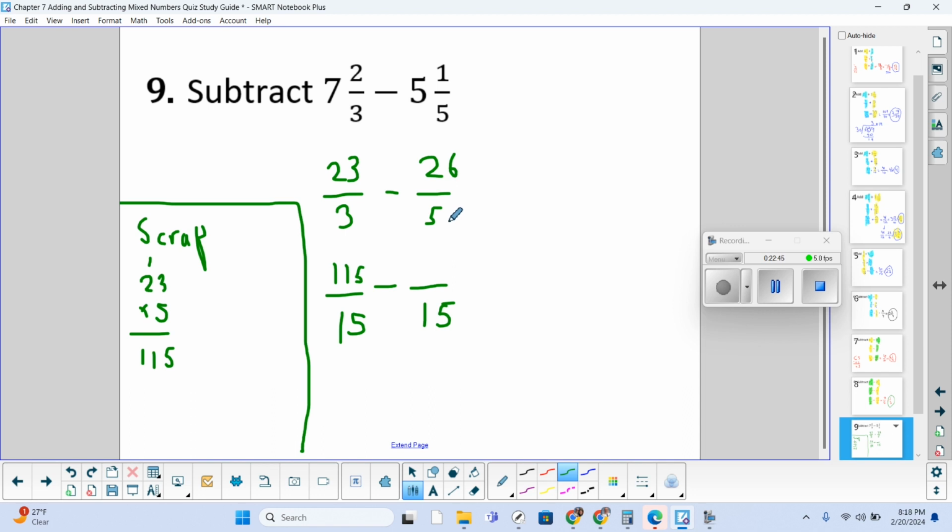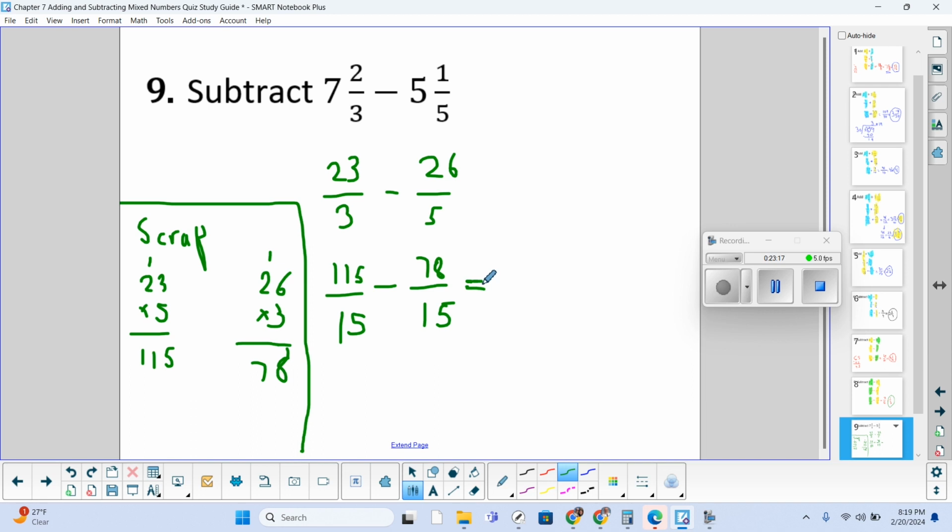I need to multiply 5 times what to give me 15? That would be 3. So I need to multiply the numerator times 3. So 3 times 26. All right, let's see what that comes out to be. 3 times 6 is 18. Carry the 1. 3 times 2 is 6. Plus 1 is 7. So that would be 78. All right, so we have some bigger numbers here. I'm not going to lie.